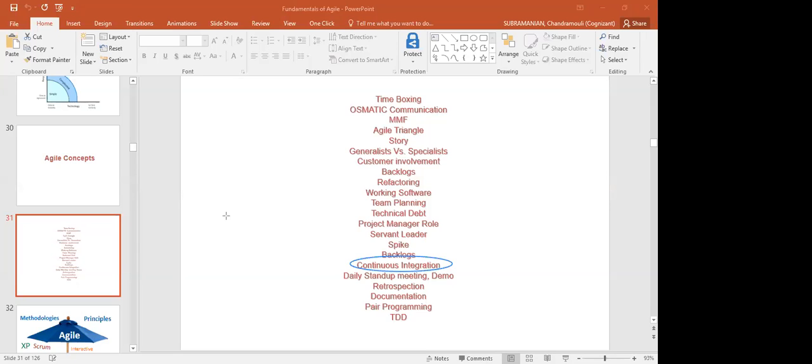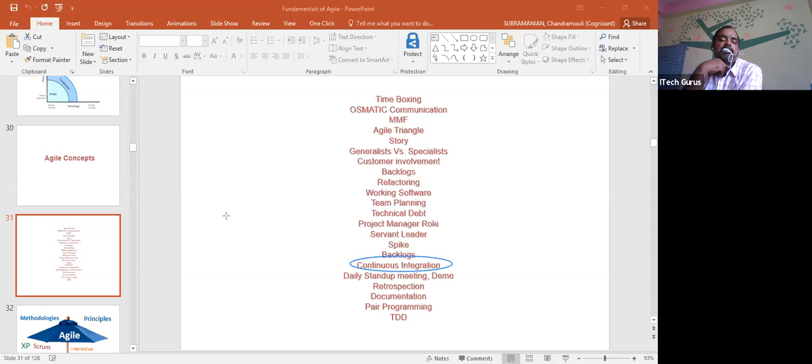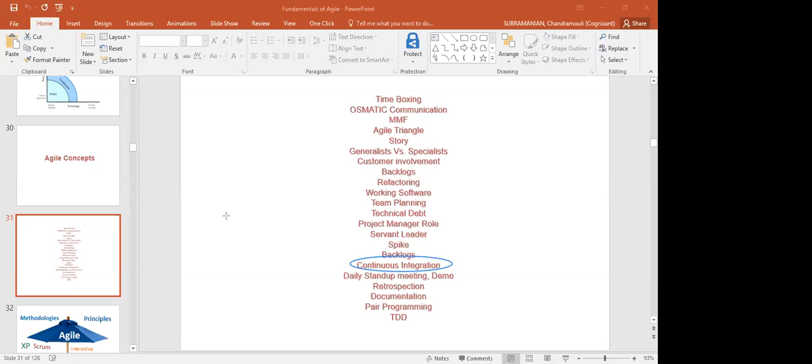the integration between the sprints. Exactly. So please understand, when you talk about the iteration or sprints, there should be a complete linkage between one sprint to another sprint.